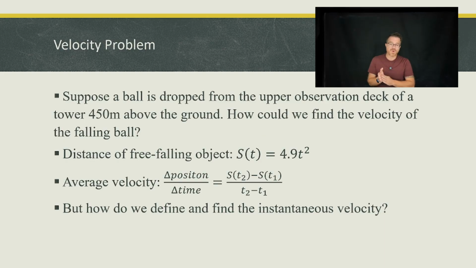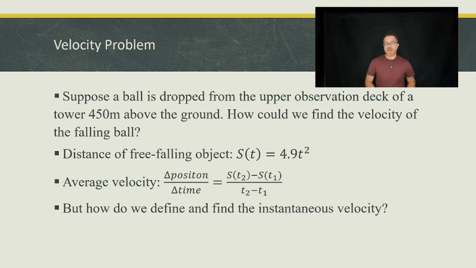We have this velocity problem. Suppose you have a ball that's dropped from the upper observation deck of a tower 450 meters above the ground. How could we find the velocity of this falling ball? We first have the function describing the distance of this free falling object, s of t equals 4.9 t squared. So basically it is the distance that the ball falls, and it is accelerating by some time t squared, right? So that would control how far it's fallen.